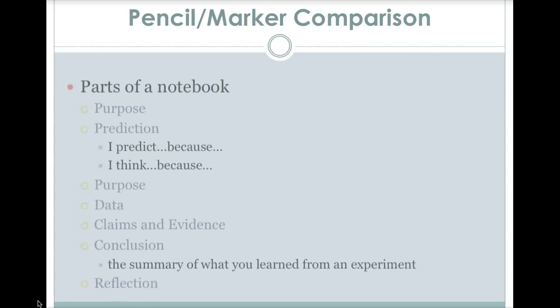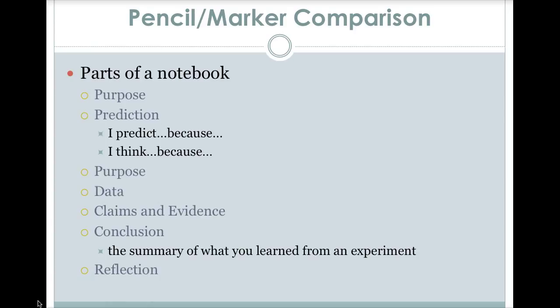So our first thing here, let's run through the parts of a notebook. First off, we have the purpose. That's going to be our question. That's what drives our investigation. Next is our prediction. And how do we write predictions in class? We either start with I predict or I think, and then we use the word because. Make sure we put our prediction or what we think in between the predict and the because, and the think and the because. And then after because, we need to make sure we explain.